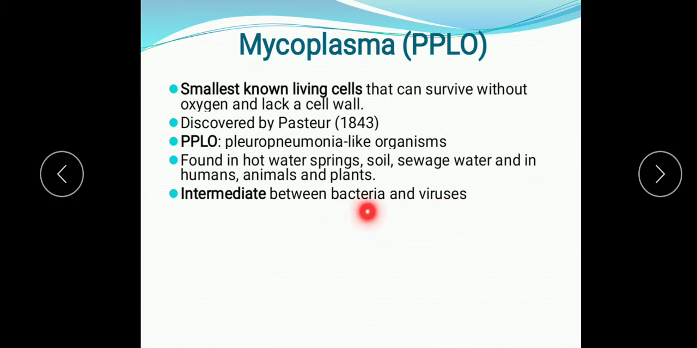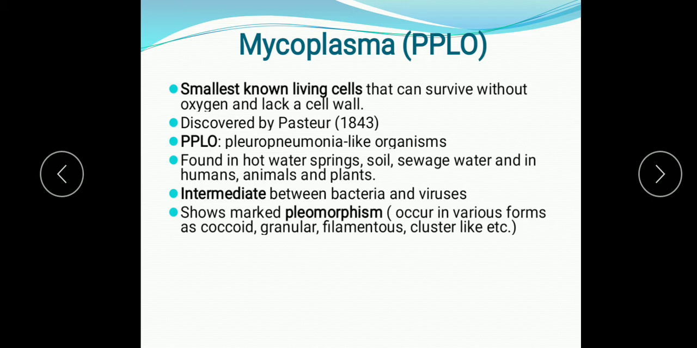RNA molecules, while the bacteria are the complete prokaryotic cell with the cell wall, a cell membrane, and some other cytoplasm and DNA, RNA within them. So these mycoplasma are the smallest cell without cell wall, but the membrane is present. So they are intermediate between the bacteria and viruses.